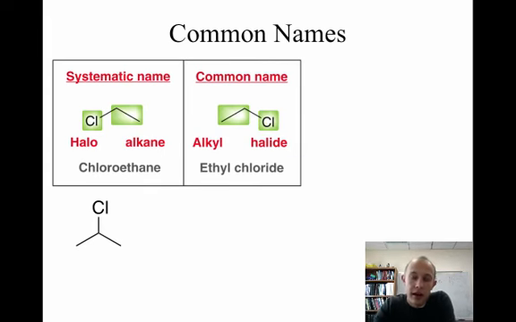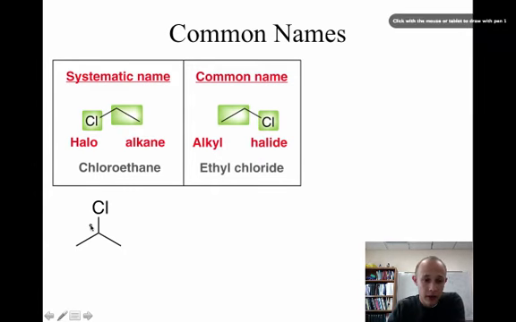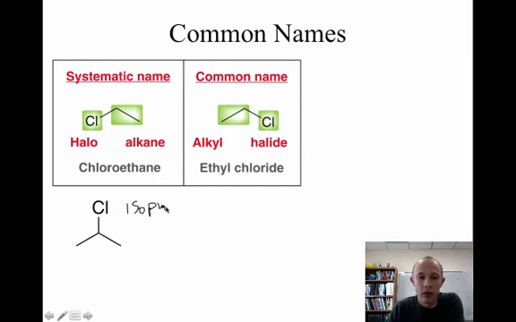What you're going to encounter oftentimes are common names for small haloalkanes. So while this compound would be called chloroethane, a lot of times in the common name we call this ethyl chloride. For example, this compound we just mentioned, the IUPAC name would be 2-chloropropane, but since this is an isopropyl group, the common name for this would be isopropyl chloride.